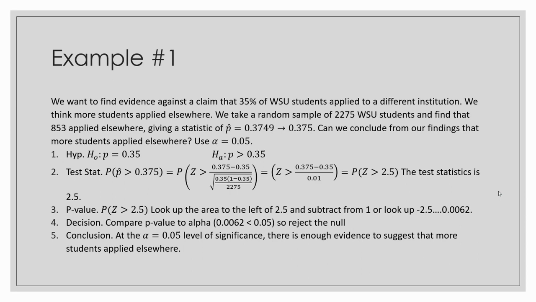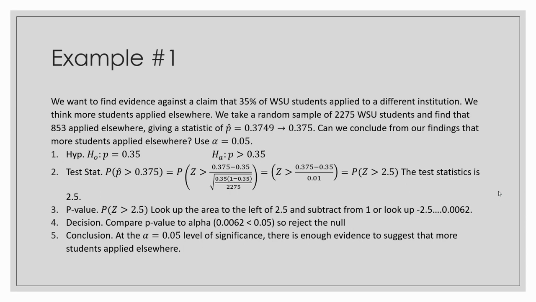In the computation for the test statistic, the 0.375 is coming from the sample. That's the 853 out of 2,275. Very important that we obtain that. You'll notice in the computation we're actually using formula number 34, so make sure you have your formula sheet to reference. If you need to pause and get it, go right ahead. We are using formula number 34: P hat minus P in the numerator, divided by the square root of P times 1 minus P divided by N. That computation comes out to 2.5, and that 2.5 is our test statistic.